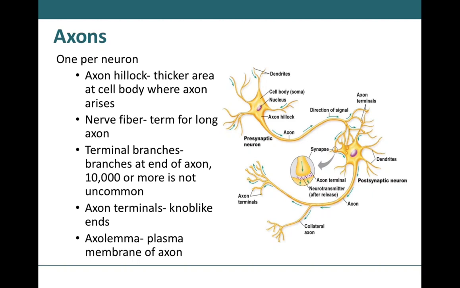So neurons exist within circuits, and we just use these two terms to help us understand which cell is sending signals and which one is receiving signals. The presynaptic neuron is sending signals to the postsynaptic neuron, and the postsynaptic neuron is receiving signals from the presynaptic neuron. So again, you can see the short diffuse branching of the dendrites.